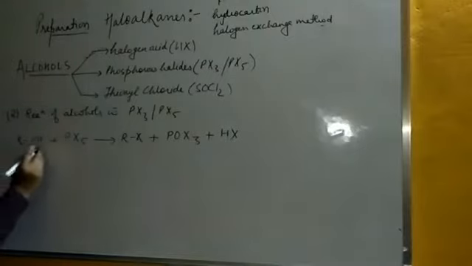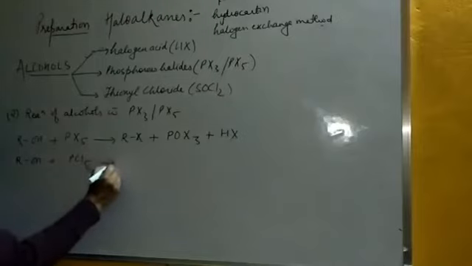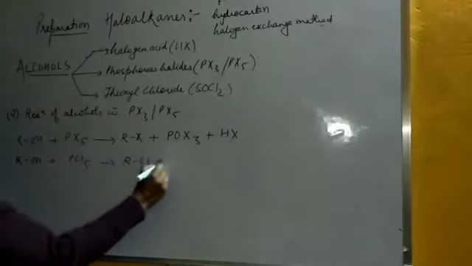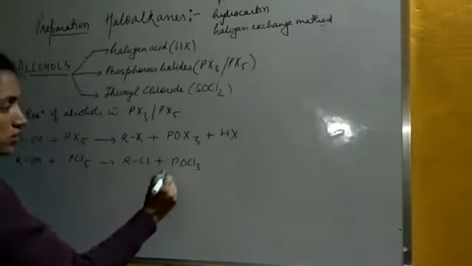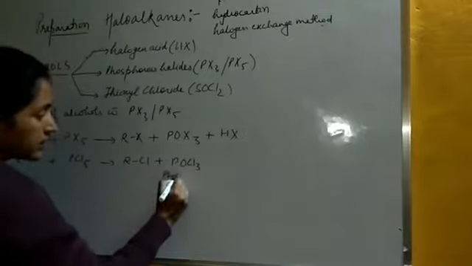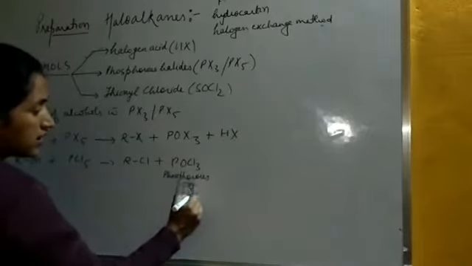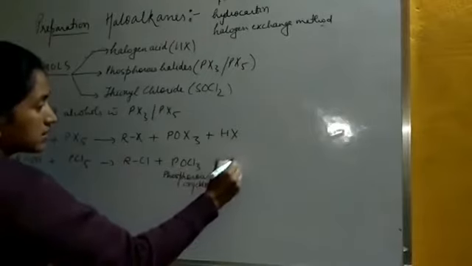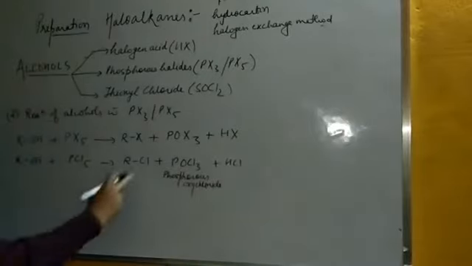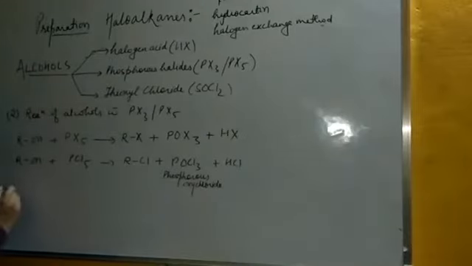For example, if we have ROH plus PCl5, we will get RCl formed plus POCl3, phosphorus oxychloride, plus HCl. So we will get haloalkane here, that is chloroalkane.